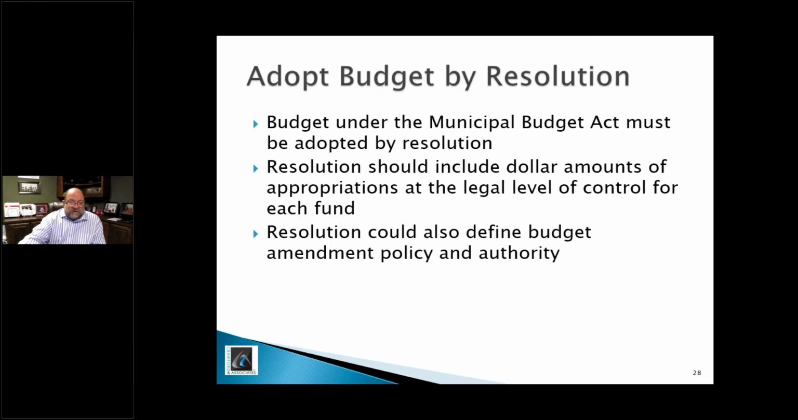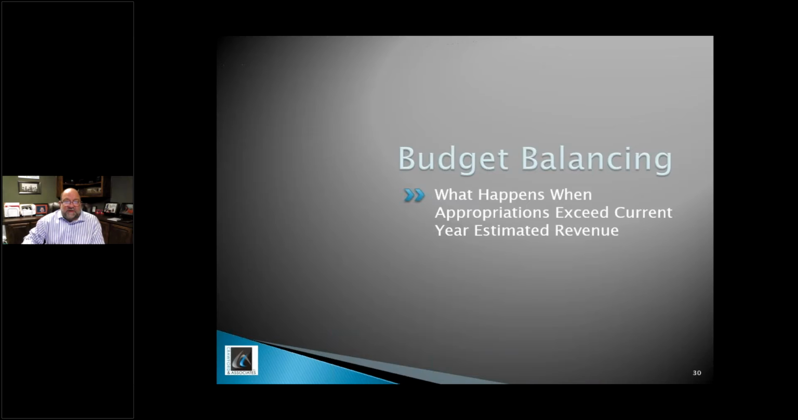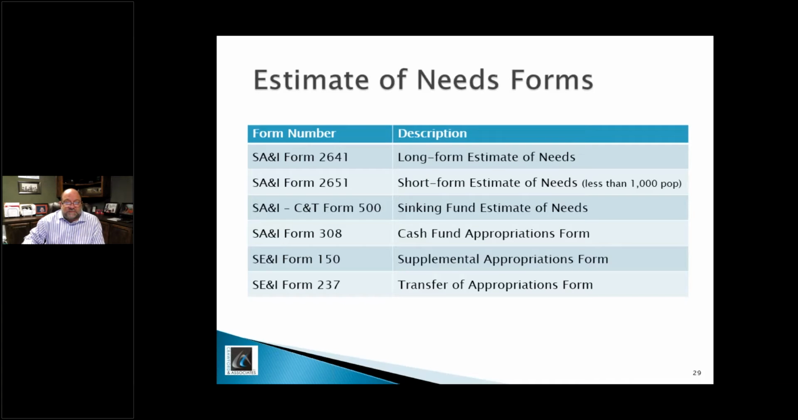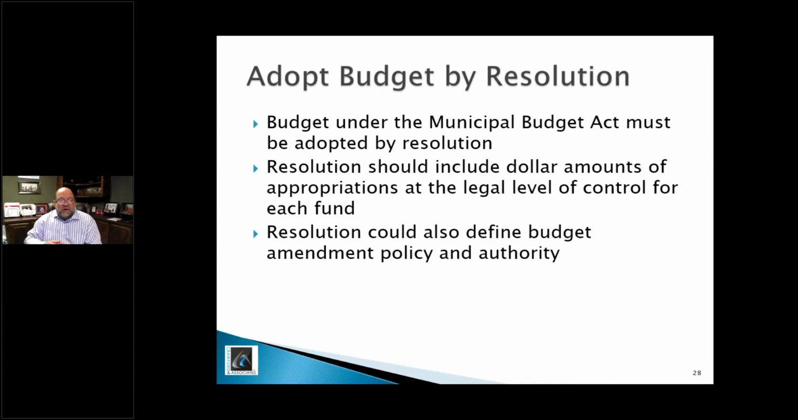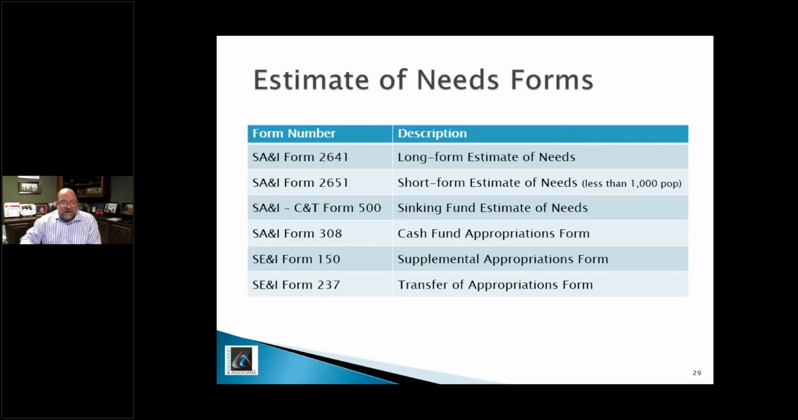Are we going to give the manager the budget authority to move from department to department, or are we only going to give the manager the ability to move within the department's line items? So we can establish that by authority. The only thing we can't establish is that all supplements have to go to the governing body. If you're doing that old estimate of needs law, here are the various forms on the state auditor's website that you would have to do.